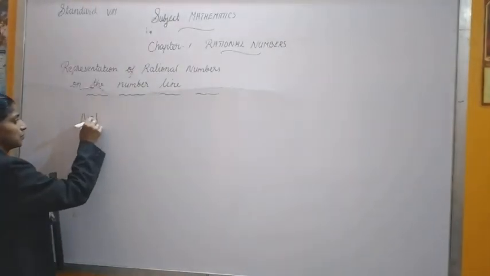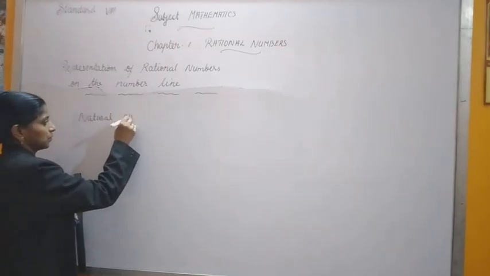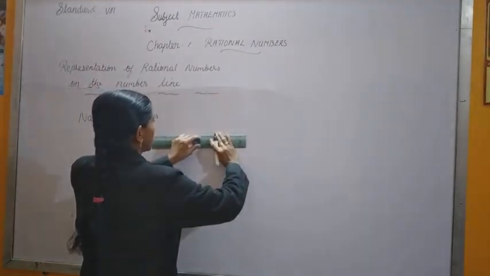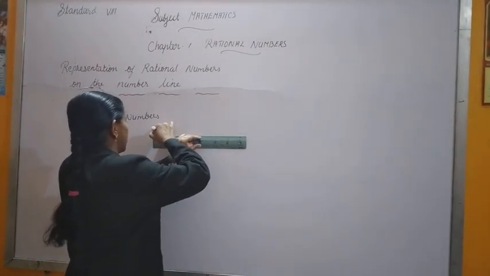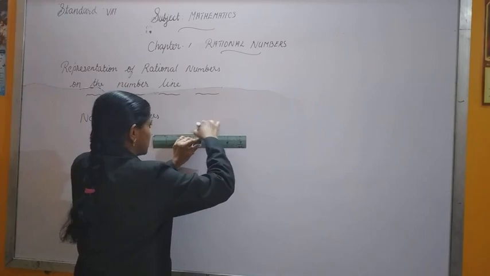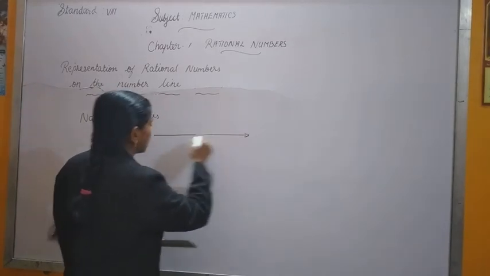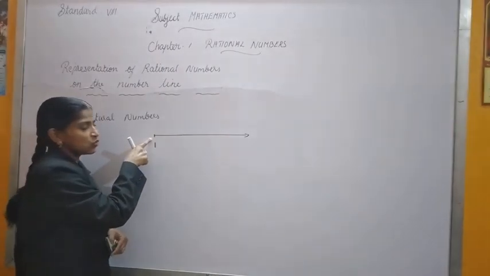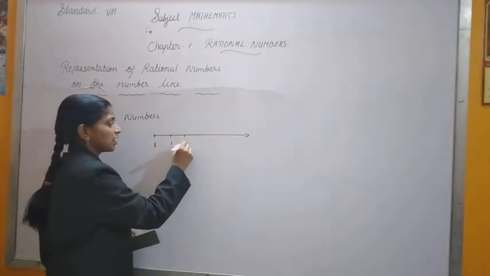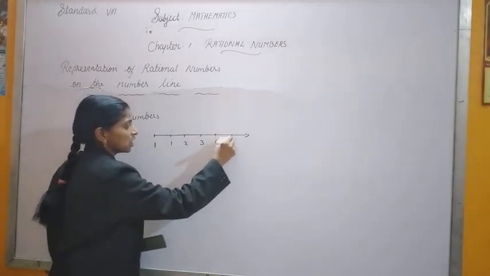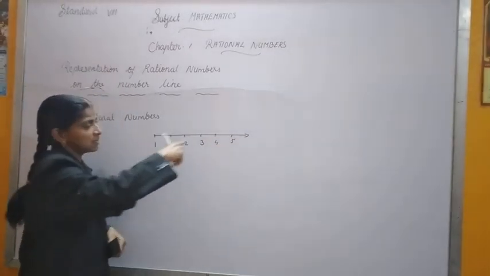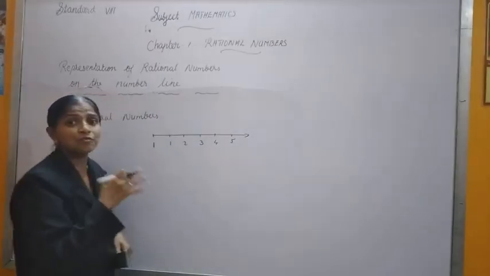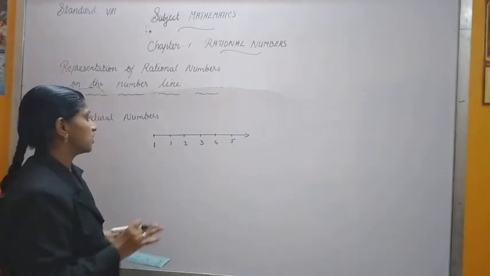Natural numbers. We know the smallest natural number is 1. So when we represent natural numbers on the number line, we start from 1. Here the starting point is 1. Then on the right side of 1 we can mark 1, 2, 3, 4, 5. See here the arrow mark. This shows this line extends indefinitely because there are infinitely many natural numbers.